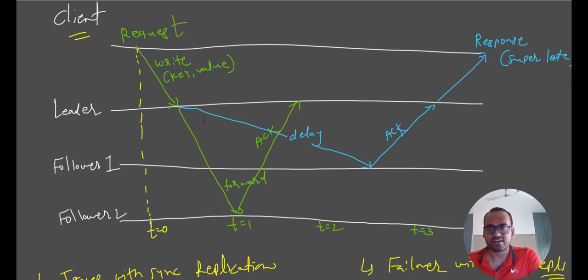Okay, you can call it as second. So the client is making a request to the leader node. This is a write request. We will talk about the read request later. So the client is making a write request to the leader node.